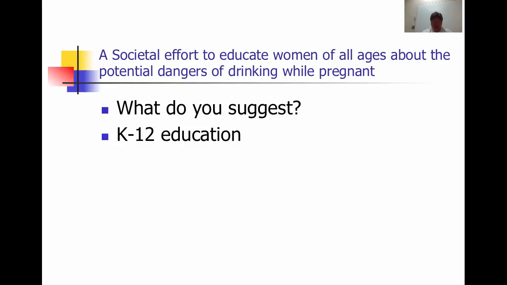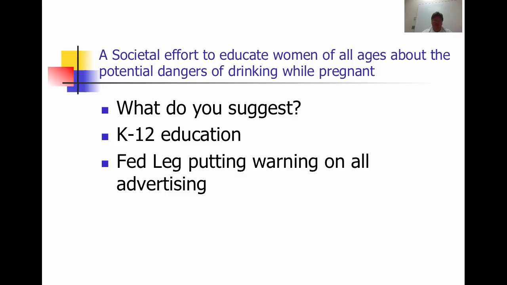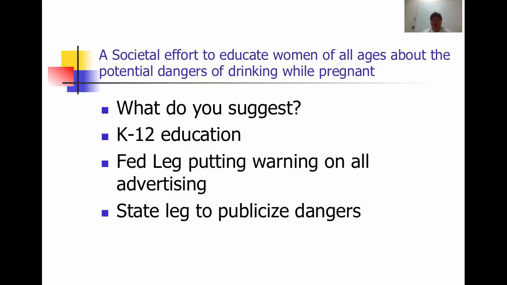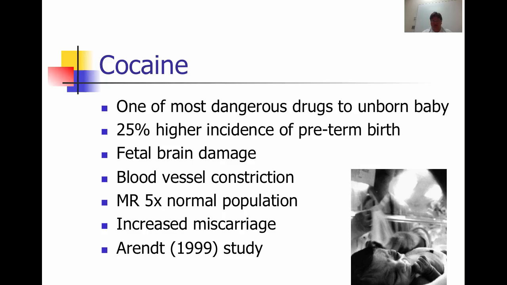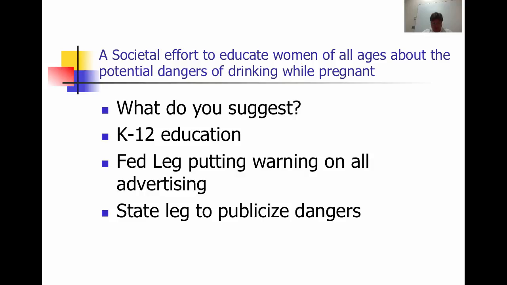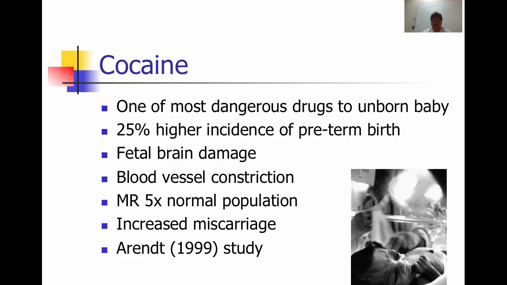Some of the ideas that have been put out there are that we build fetal alcohol syndrome education into our K-12 education, kind of like we've done with sex ed and drunk driving, so that we also talk about this issue. That we continue the federal legislation putting warnings on all advertising. That we move that down into state legislature to publicize the dangers of fetal alcohol syndrome. And I'm sure you might be able to come up with some other ideas on how we can educate people about the dangers of fetal alcohol consumption.